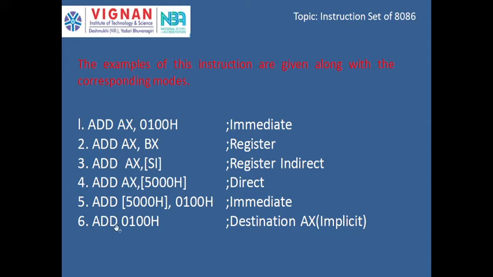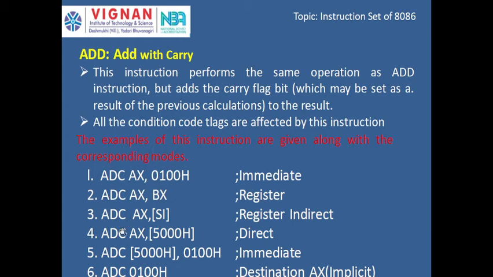That means it adds the 0100h immediate data with the content of AX. So this is about the ADD instruction. Similarly, we have another instruction for addition. This instruction is ADC, add with carry. This instruction performs the same operation as the ADD instruction, but adds the carry flag bit to the result.